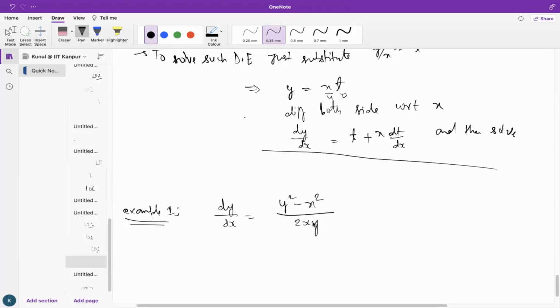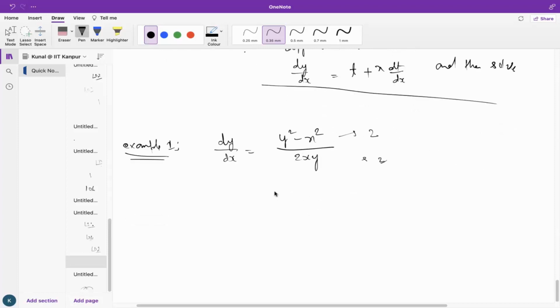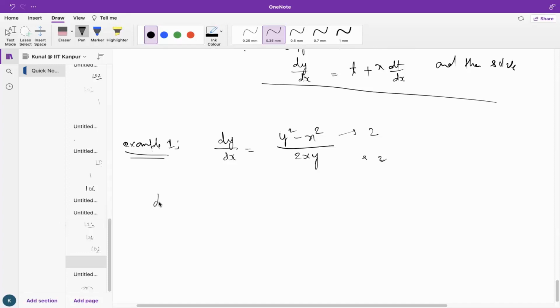Look here. This is of the form dy by dx, and the degree of the numerator is 2 and the degree of the denominator is also 2. Right. So what do I have to do? I have to do nothing, just y by x, and we have to substitute it as t. So first try to make your y by x form. Okay. So do some manipulation here.